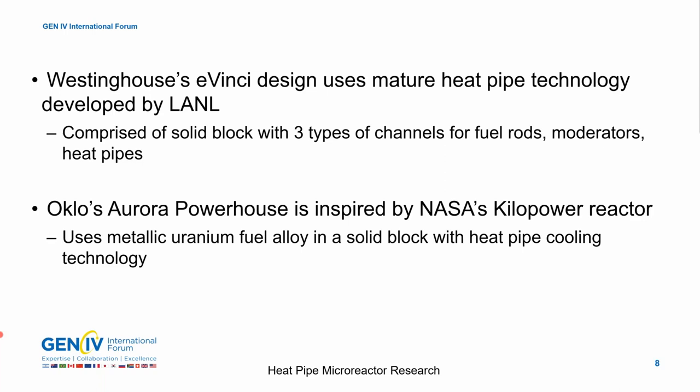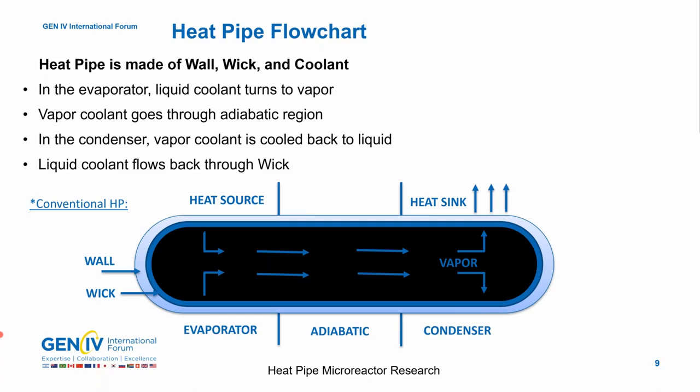Here are some details of the heat pipe microreactor designs. The Westinghouse eVinci design uses the mature heat pipe technology from Los Alamos National Lab. It is considered a solid block with three different types of channels, including fuel rods, moderators, and heat pipes. And Oklo's Aurora powerhouse is inspired by NASA's Kilopower reactor. It also uses a solid block with uranium fuel and heat pipe technology.